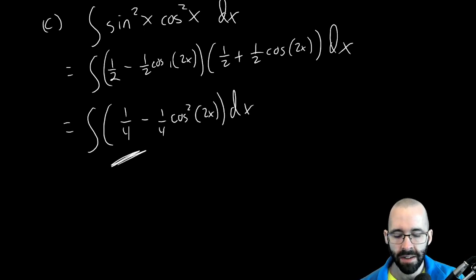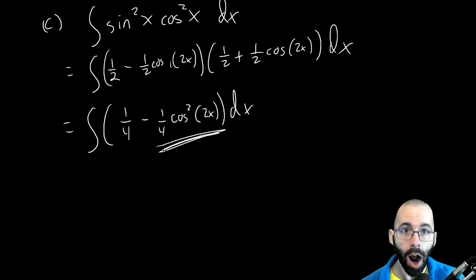Now this first part, super easy to integrate. The second part, we have a cosine squared.